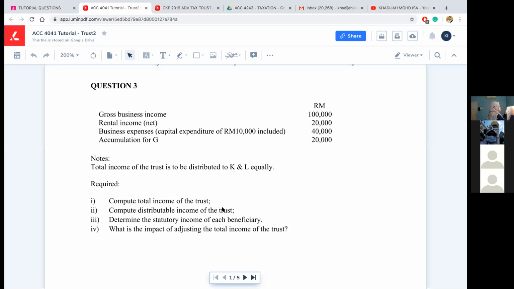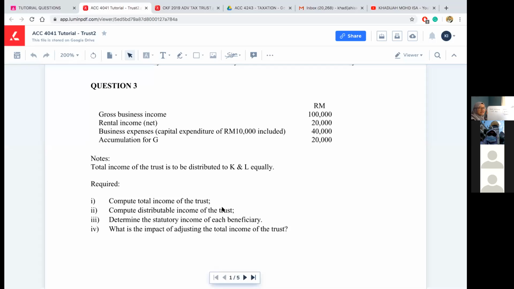Right, let me do it here. I thought nak buat kat Excel tapi macam tak apalah, buat kat sini ya. Gross business income is 100,000 minus allowable expense of 30,000 only. Yeah, not 40. So now, what do you call this? 70,000? What do you call that 70,000? Statutory business income.